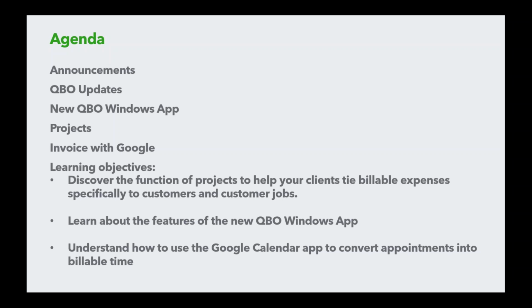Today's learning objectives for the purposes of CPE credits are: we're going to discover the function of projects to help your clients tie billable expenses specifically to customers and customer jobs. We're going to learn about the features of the new QBO Windows app, and we're going to understand how to use the Google Calendar app to convert appointments into billable time.